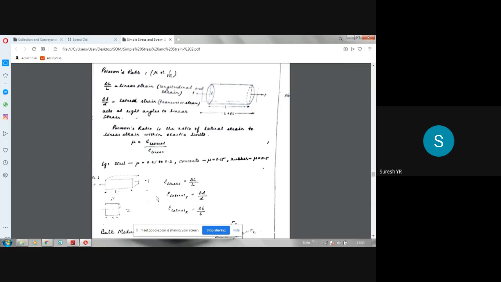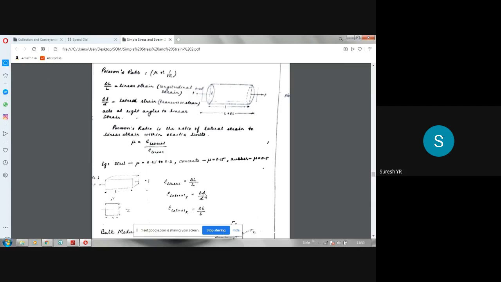Epsilon linear means it is in x direction. Epsilon lateral will be there in y direction as well as in the z direction. So z direction is this, y direction is this. I have shown in the cross section. So if you take epsilon lateral in y direction, y direction is this depth direction, delta d by d, where d is the initial depth, delta d is the decrease in depth.